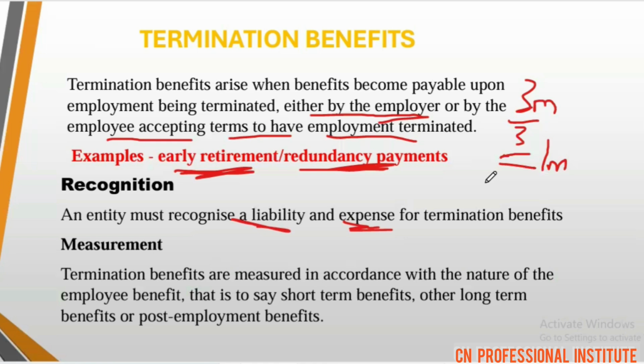Then the remaining 2 million for year one will be recorded as a liability. So this is also very, very straightforward.